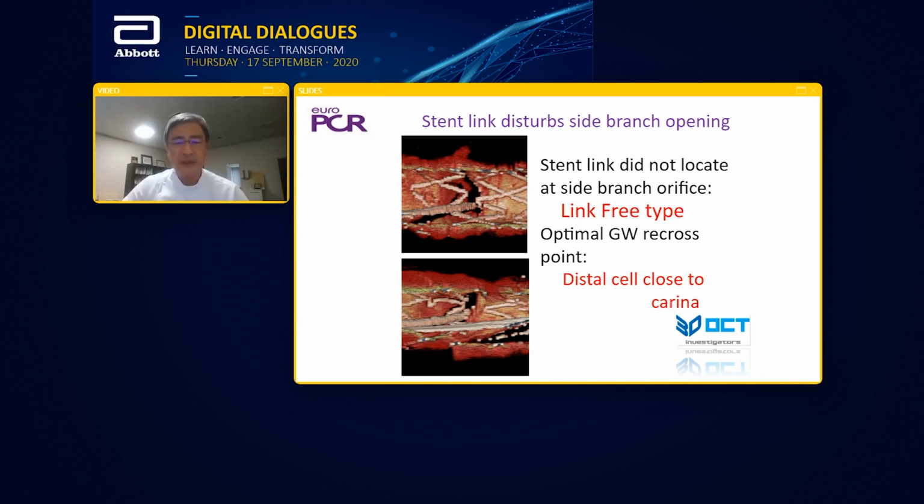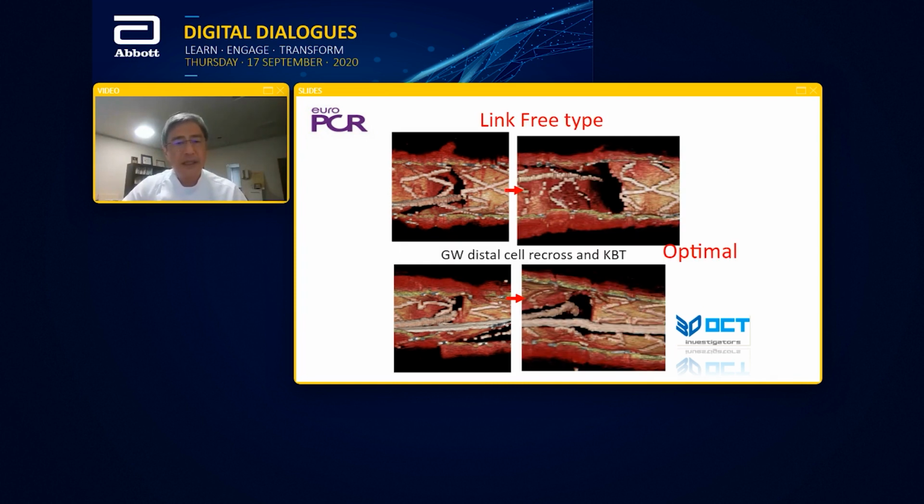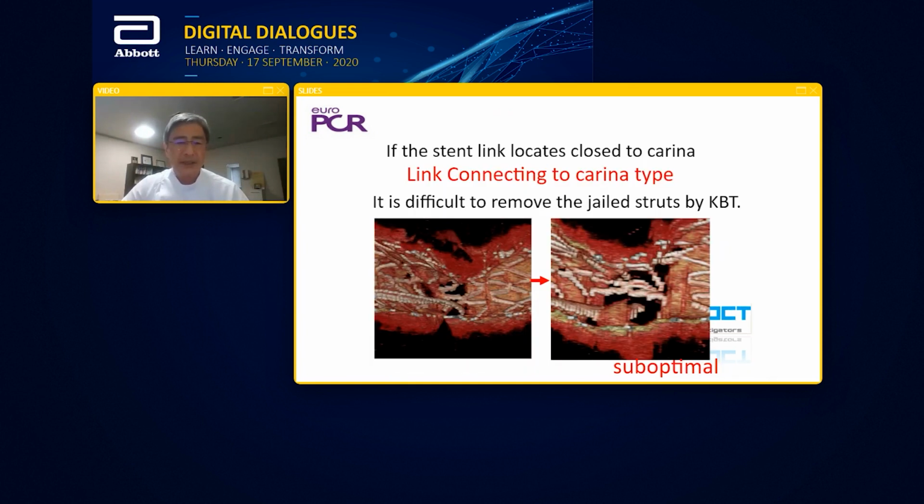And if the stent link is not located at the side branch orifice, we call it link-free type. The optimal guide wire recross point is the distal cell cross to the carina. After KBT, the JL strut goes to the opposite side and we get an optimal result. And if the stent link is located cross to the carina, we call it link connecting to carina type. It is difficult to remove the JL strut by KBT.